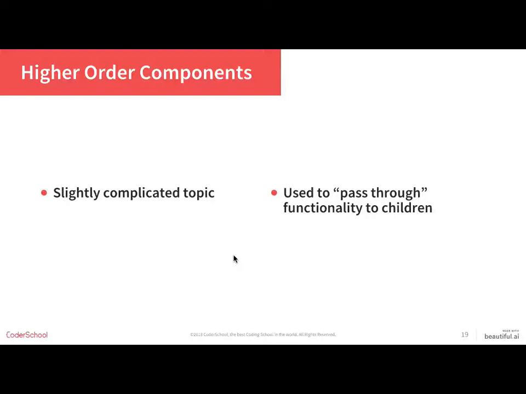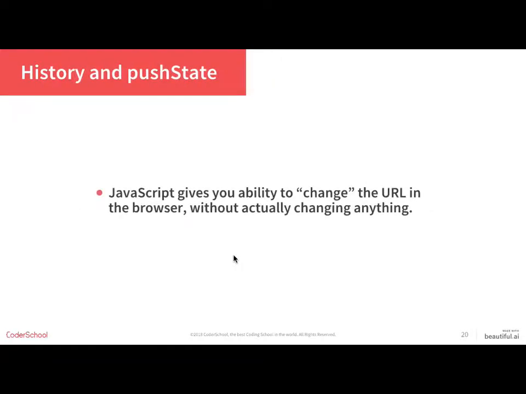So React Router is like a kind of complicated thing. It's a different type of component. It's a higher order component that passes props through to its children. I'm going to show you guys that in just a second. The most important thing that you guys got to think about with React Router is that we can update the history of our URL in the browser without actually changing things.